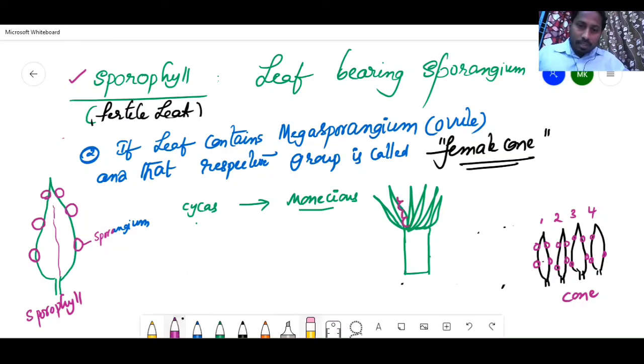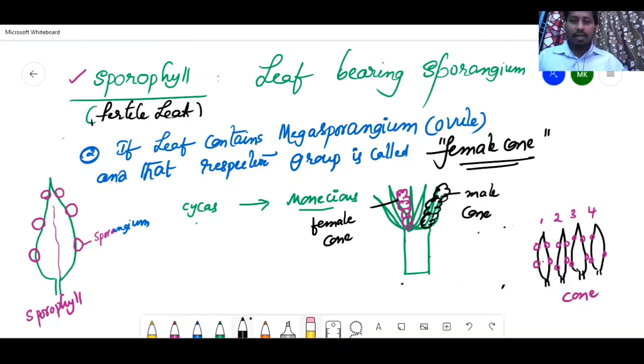So here only male cone and female cones are present. For example, this is a female cone, and on the same plant body, what is this? This is male cone, this is male cone, and this is female cone. So can we call it a monoecious plant? Yes, sir. Right. So this is called monoecious.